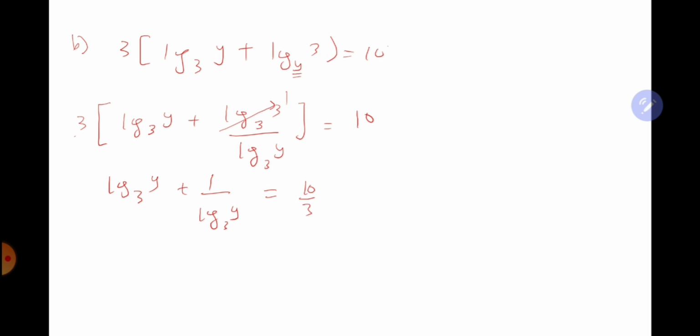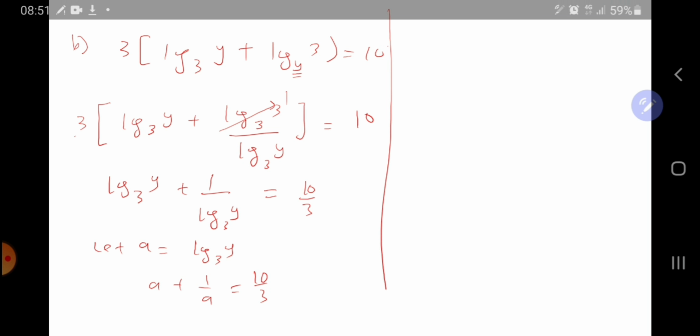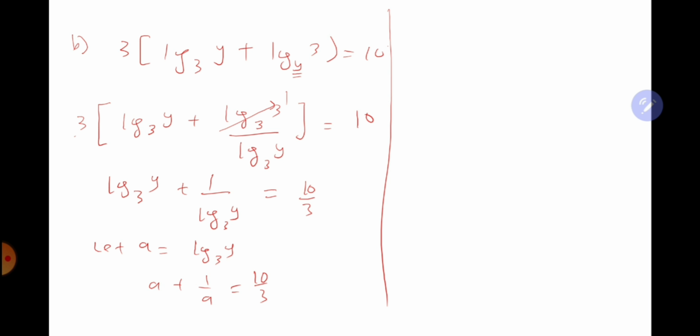Okay, alright, so nanti you boleh equalize the denominator ni macam pecahan je kan, ataupun you boleh buat macam let a equals to log y base 3. So you akan ada a plus 1 over a equals to 10 over 3. Okay, so you simplify a, you akan dapat a squared plus 1 equals to 10a over 3 kan, over 3 you boleh multiply here, you akan dapat 3a squared plus 3 equals to 10a.